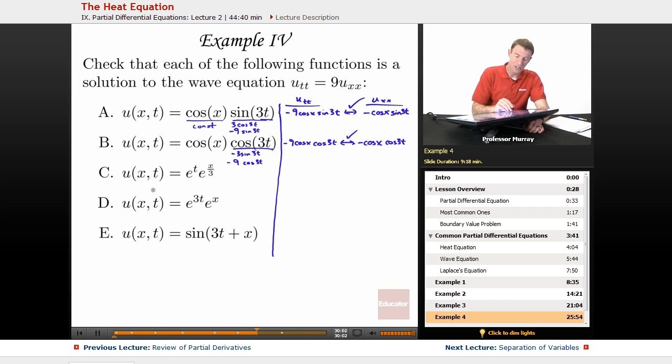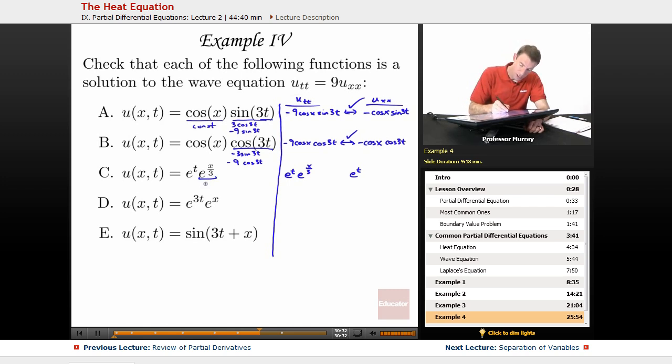u of x,t is equal to e to the t times e to the x over 3. u sub tt means we think of x as a constant, and we take the second derivative of e to the t, which is just e to the t. And then the e to the x over 3 comes down as a constant, e to the x over 3. u sub xx means the e to the t comes down as a constant, and we take the second derivative of e to the x over 3.